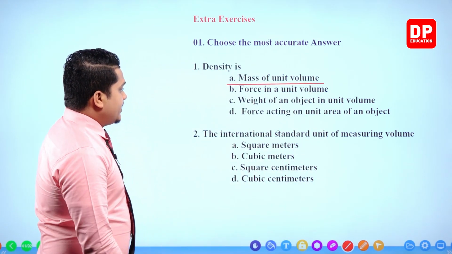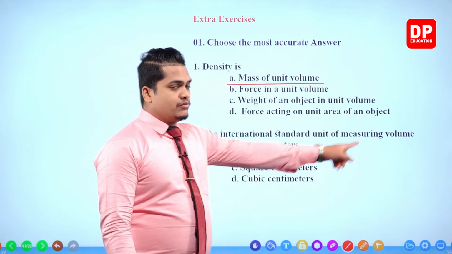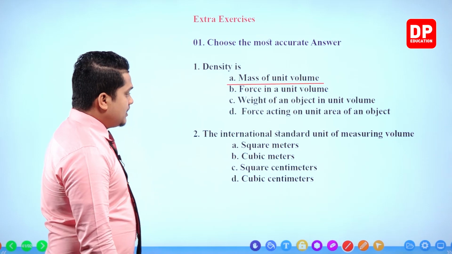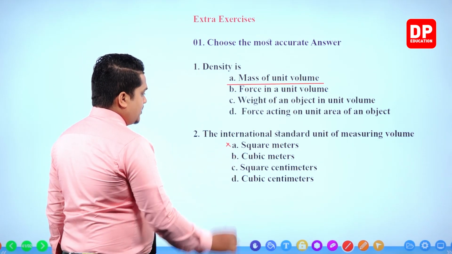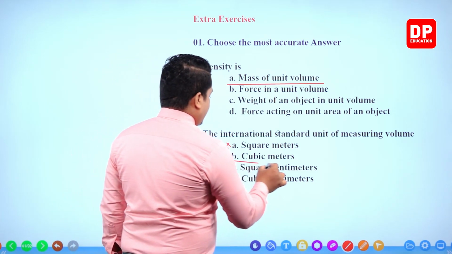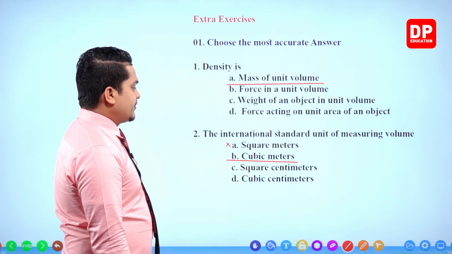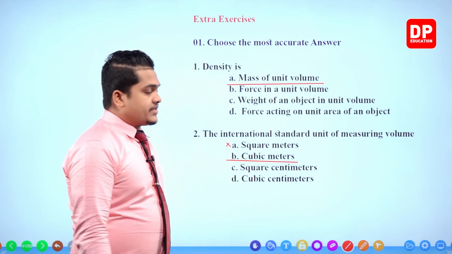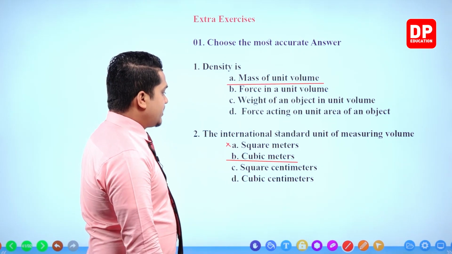Next one. The international standard unit of measure in volume. Asking about the volume, my dear children, okay? Number 1, square meters. No, not square meters. Cubic meters, yes, that is the answer. Cubic meters is the international standard unit of measure in volume. Not cubic centimeters, it is a secondary unit, right? So, cubic meters is the correct answer.